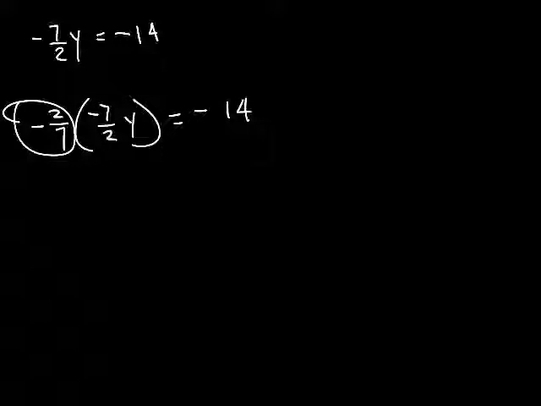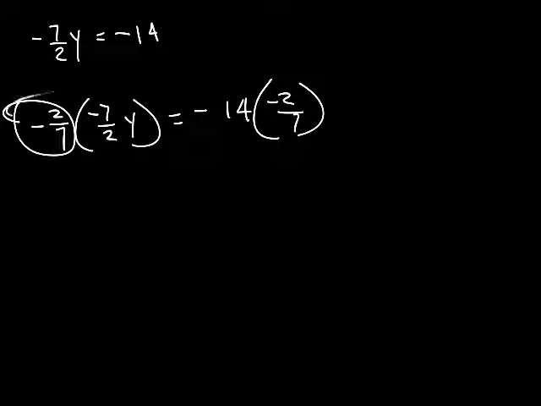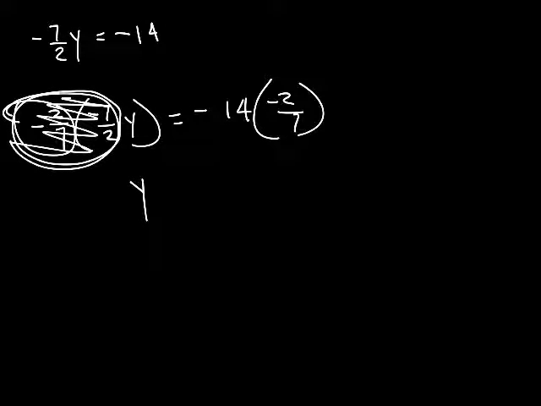And then since I did that to that side, I'm going to do it over here. So when I do this, this automatically goes away and turns into a 1. That just completely gets rid of the fraction real quick and easy. This is 14 over 1, so 14 times 2 is 28. Two negatives give me a positive. 7 times 1 is 7. So y equals 28 divided by 7, which is 4.